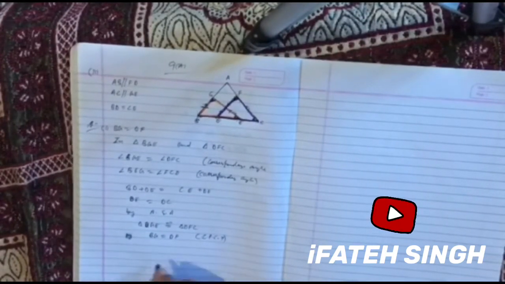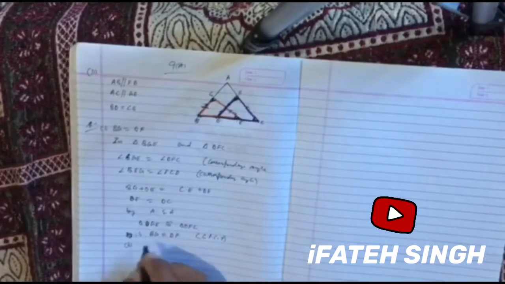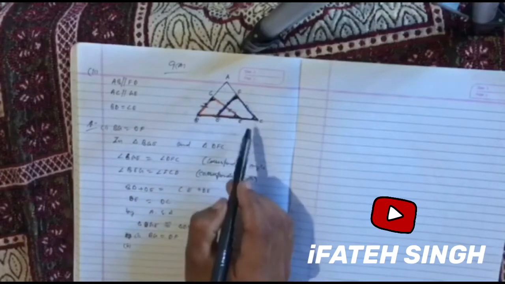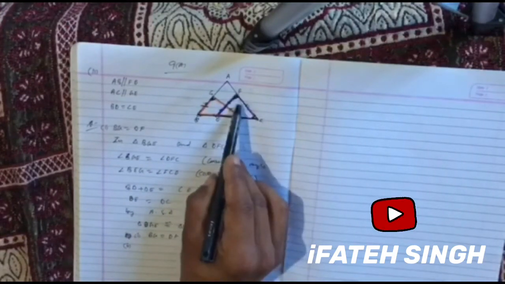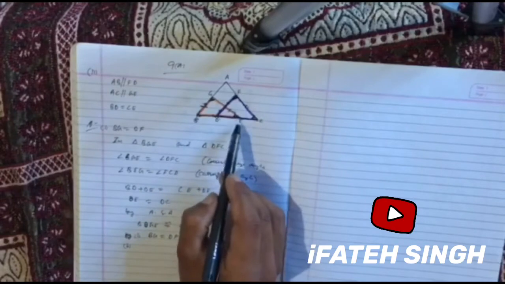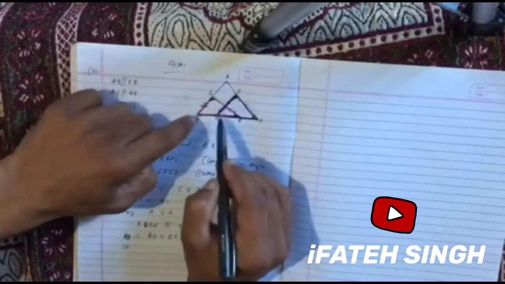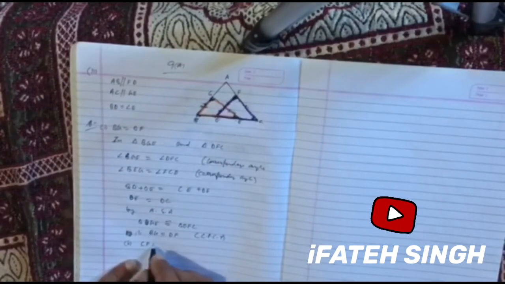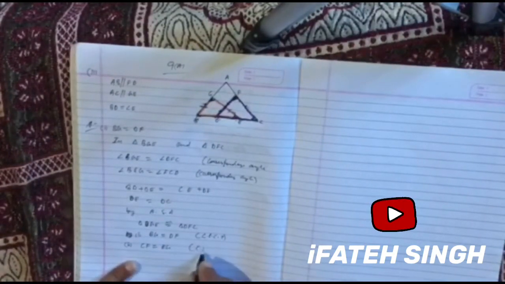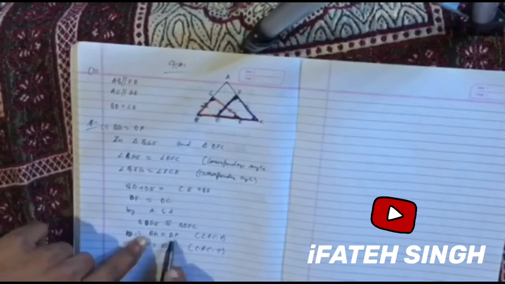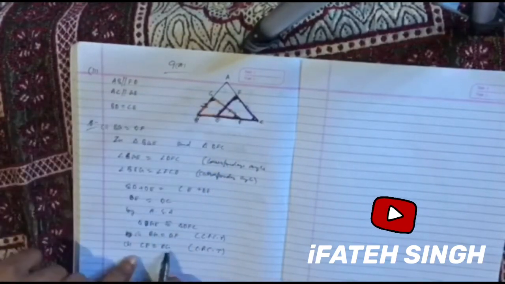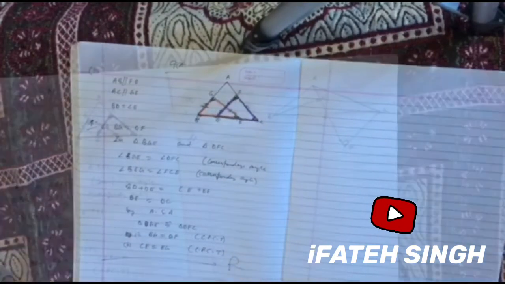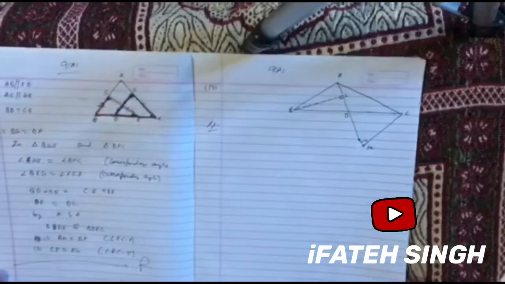And second part, we will prove that CF is equal to EG. This side is equal to this side and this side is equal to this side. CF is equal to EG, also by CPCT, because these two are the corresponding sides and these two are the corresponding sides of these two triangles. This is the solution of 11th sum. We are going to prove 13th sum of 9th A.